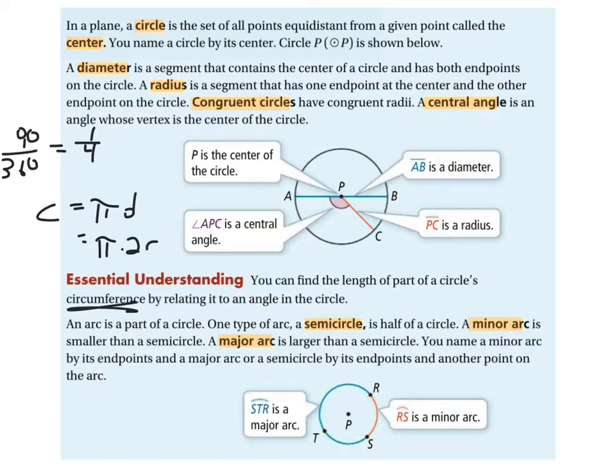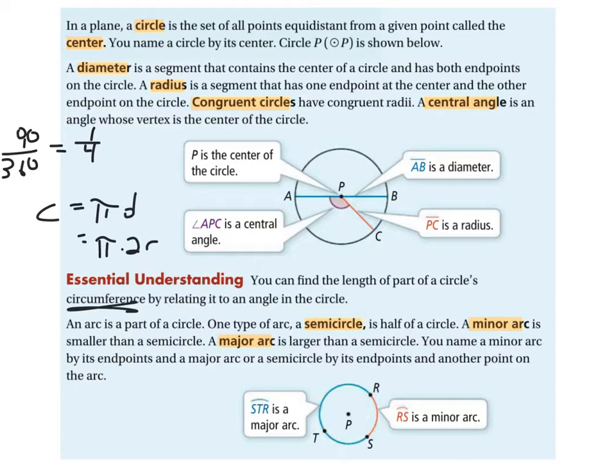STR is a major arc. Notice what it says: the major arc is larger than a semicircle. You name a minor arc by just its two endpoints, RS, and a major arc by its endpoints, which are also RS, but also another point that shows that you're going the long way. You have to go from S to R through T, and that makes us know that that's a major arc. Those are all the details, and we'll use them in just a second.